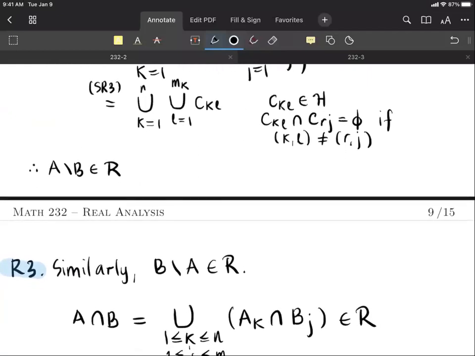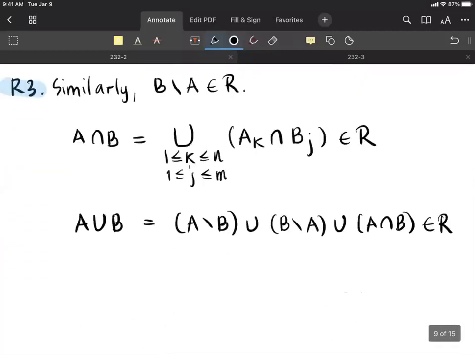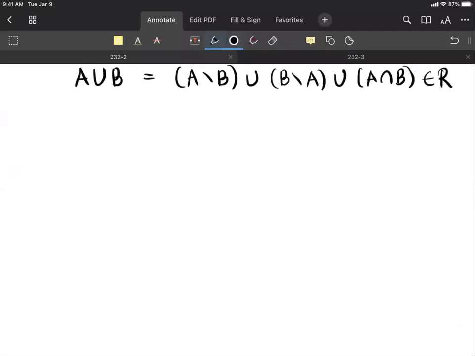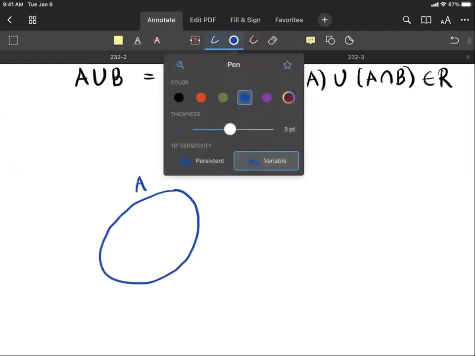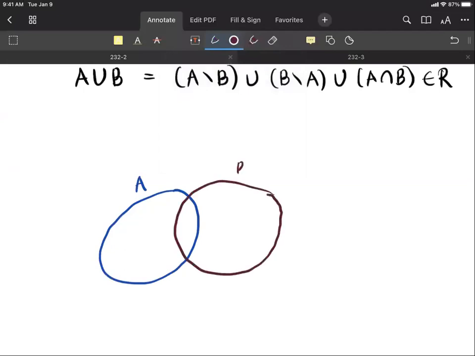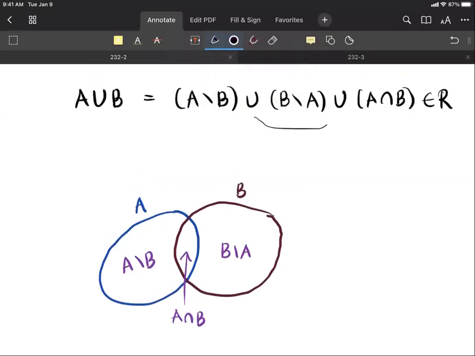So for R3, take note that we need to prove that it is closed with respect to unions. So the idea here is the following. So if you have, let's say, two sets, A and B, then this would be A minus B, this would be B minus A, and this would be A intersection B. So therefore, we can write A union B as the union of three pairwise disjoint sets. And that is A minus B, B minus A, and A intersection B.